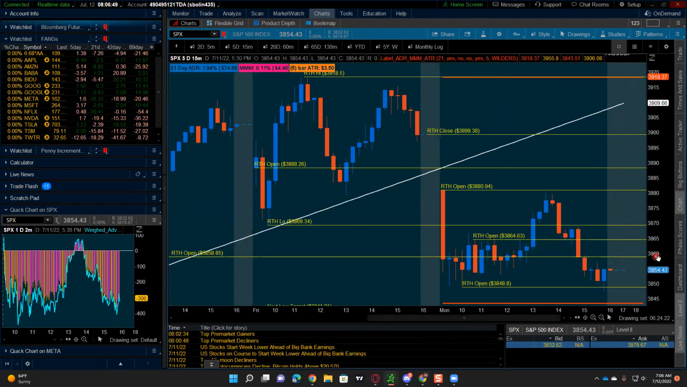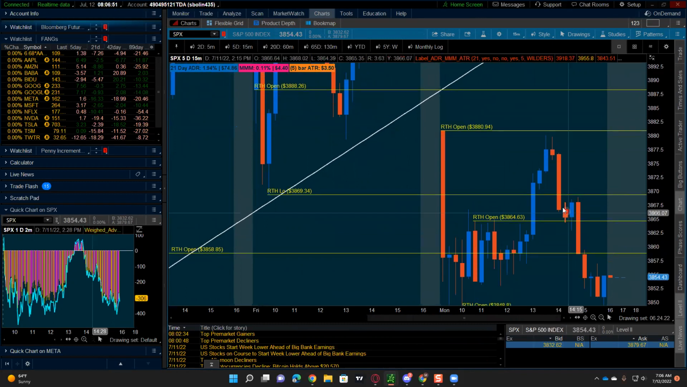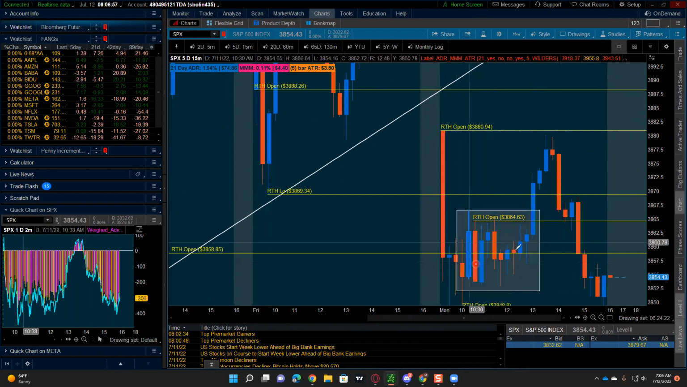Looking at the SPX here, we were in this tightly wound mess and then finally got that breakout for a nice move all the way back up to the RTH open.